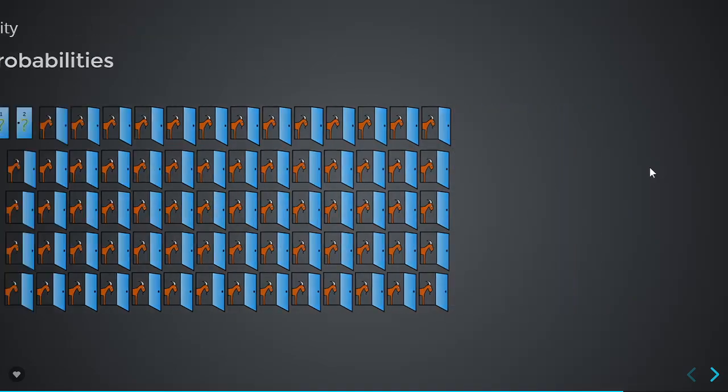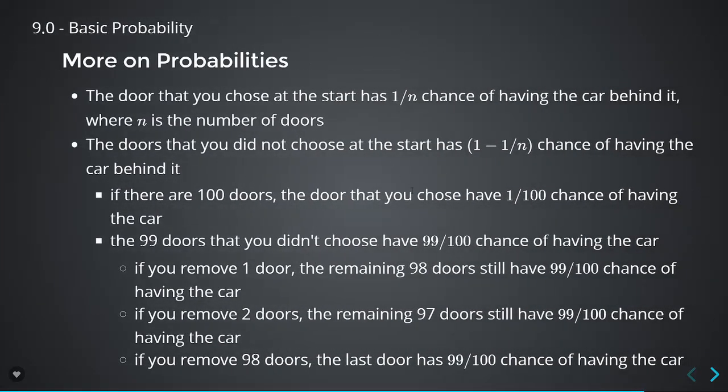So here's a write-up for it. If you did not get that, you can try to read this on your own time again. I kind of break it down a bit slowly here. See, this is what I'm saying. The 99 doors that you did not choose have 99% chance of having the car. If you remove 1 door, you have 98 doors left. There are still 99% chance. If you remove 2 doors, you still have 99% chance. You remove 98 doors, you still have 99% chance of having the car.